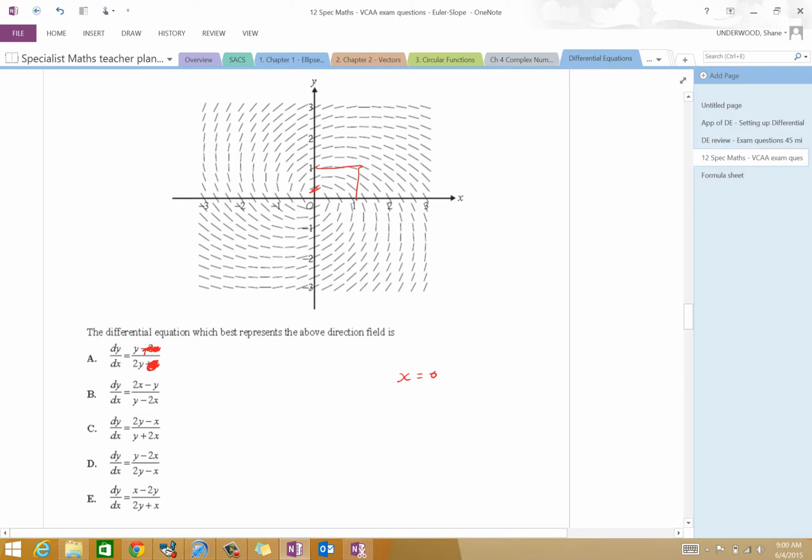Let's try x equals 0 here. Is the gradient negative? Nah. Is the gradient 2 though? Oh, it doesn't look like it. Now it could be that one, couldn't it? It could. So I can't rule it out. x equals 0. Is it negative? Nah. There you go. So if you're having a guess, you're not guessing A to E, you're guessing A or D.